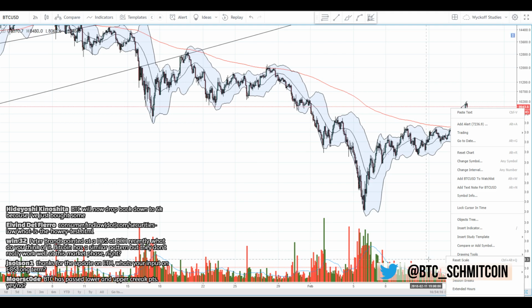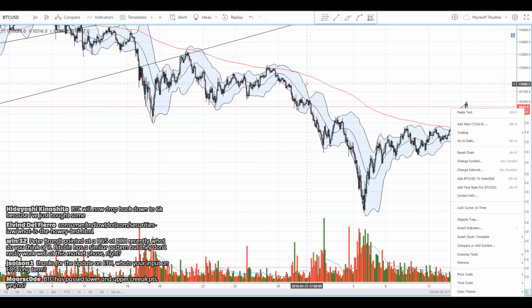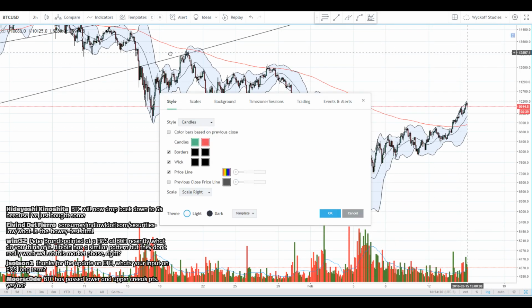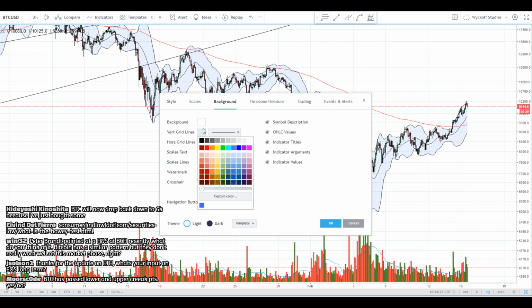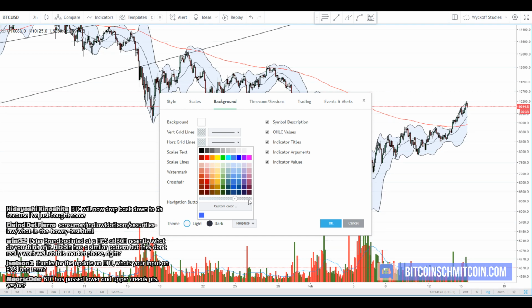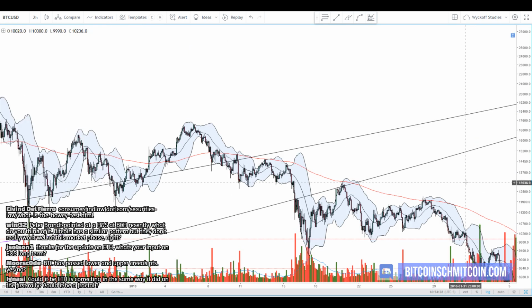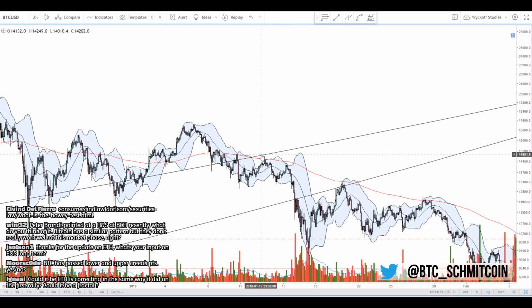Oh, get rid of these lines in the background. That was weird. How did that happen? All of a sudden, it just switched to Bitcoin.